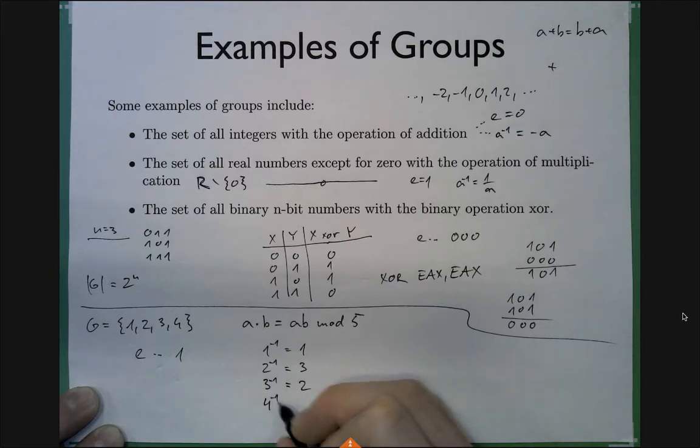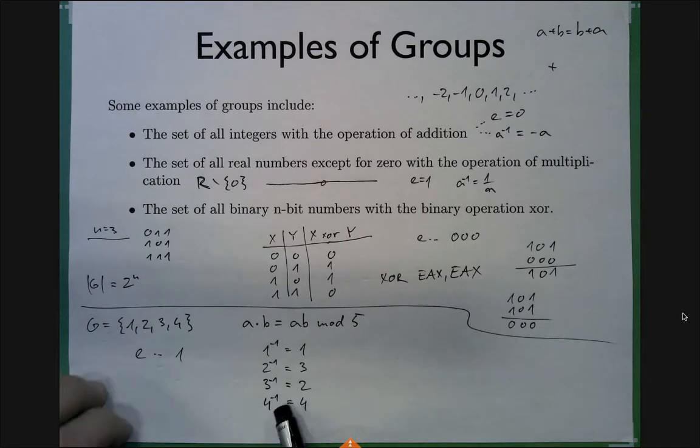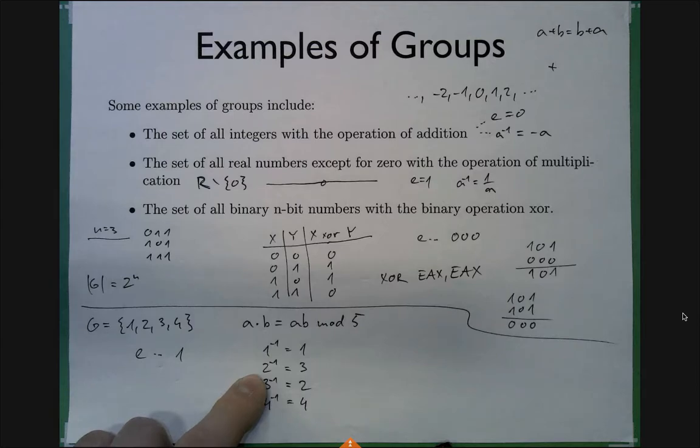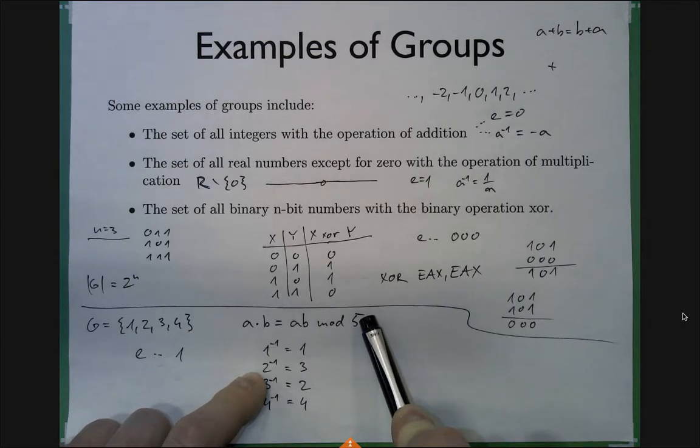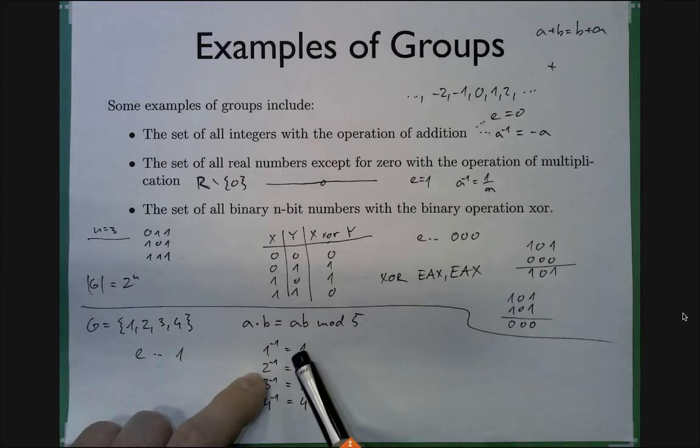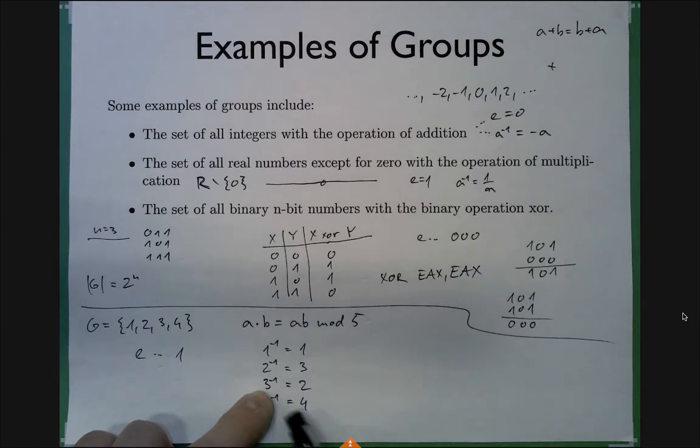Inverse of, so why is this true? Well, let's see. If I multiply 2 by 3, I get 6, which modulo 5 is 1, right? So that means that 3 indeed is the inverse of 2 in this group. And again, the inverse of 3 is 2, because 3 times 2 is 6, modulo 5 is 1, right? And 4 times 4 is 16, so 4 times 4 in this group is 1, again. So this is an example of a multiplicative group.